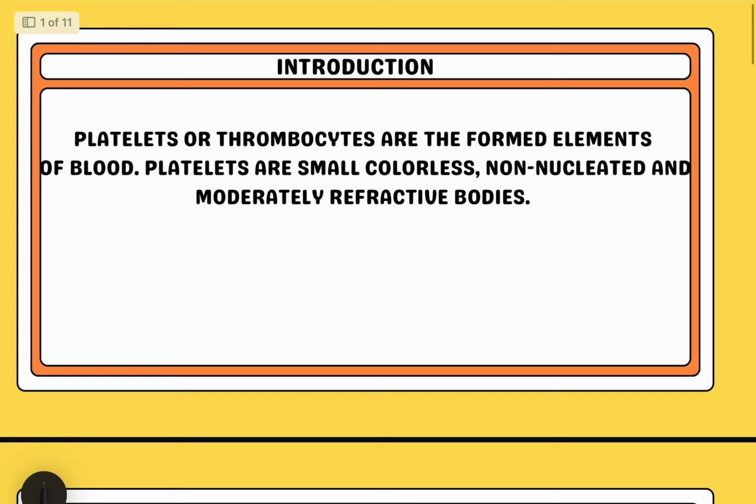Firstly, starting with the introduction, what does platelet mean? So it has been said that platelets, also known as thrombocytes, are the formed elements of blood. We all know that blood mainly consists of three major components, the RBCs, WBCs, and the thrombocytes or the platelets, and platelets being one of them. They are mainly responsible for the coagulation of the blood. And also platelets are small, colorless, non-nucleated, that is they don't have any nucleus, and moderately refractive bodies.